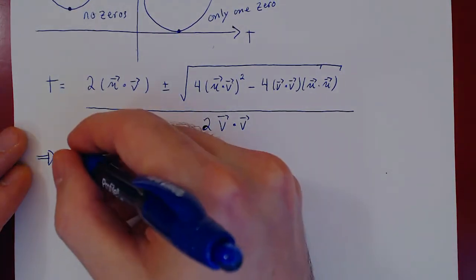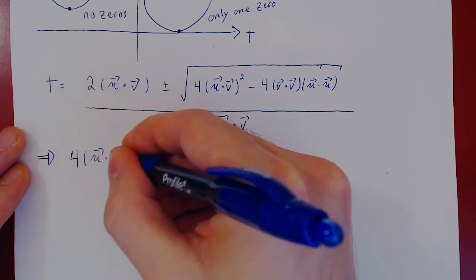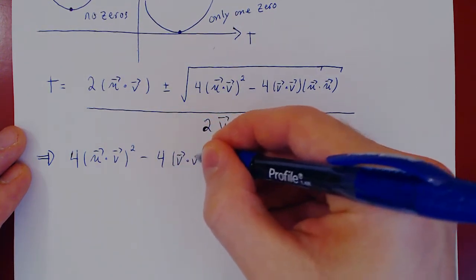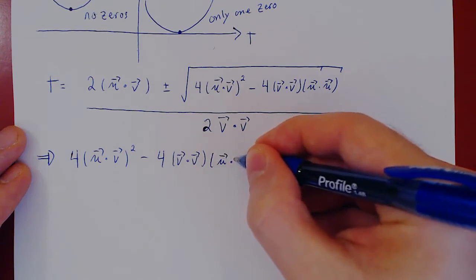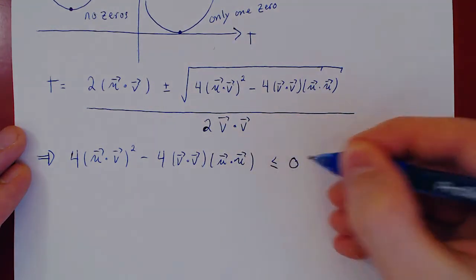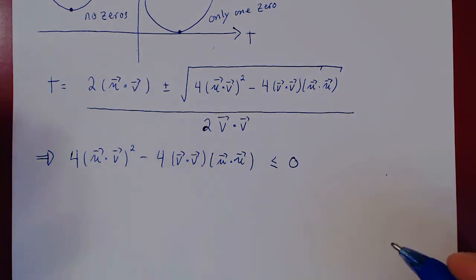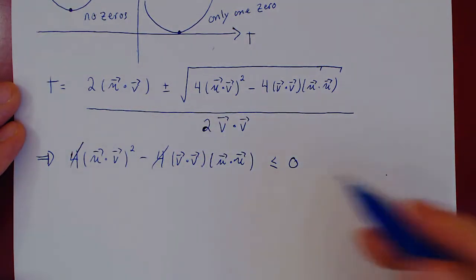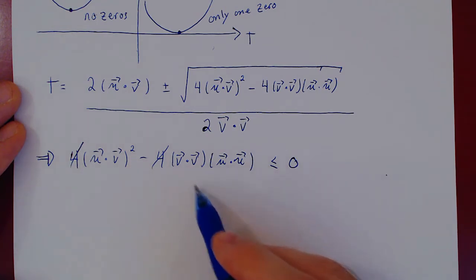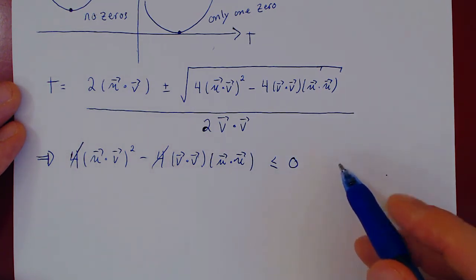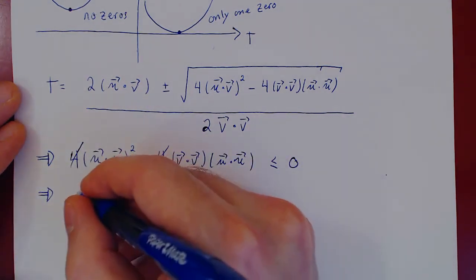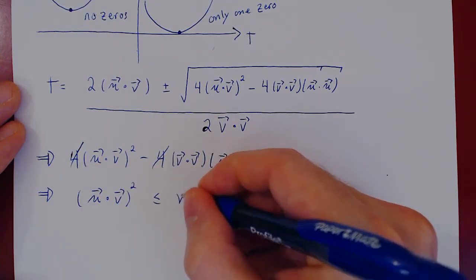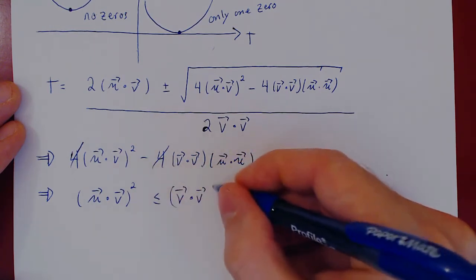And let's see what comes out of this. So 4 u dot v squared minus 4 v dot v times u dot u must be at most zero. Let's rearrange this now. We can divide across by 4, cancel the 4. 0 over 4 is 0. This term here, send it on the other side, and you'll have plus v dot v u dot u. And so you'll have on the left-hand side u dot v squared is at most v dot v times u dot u.